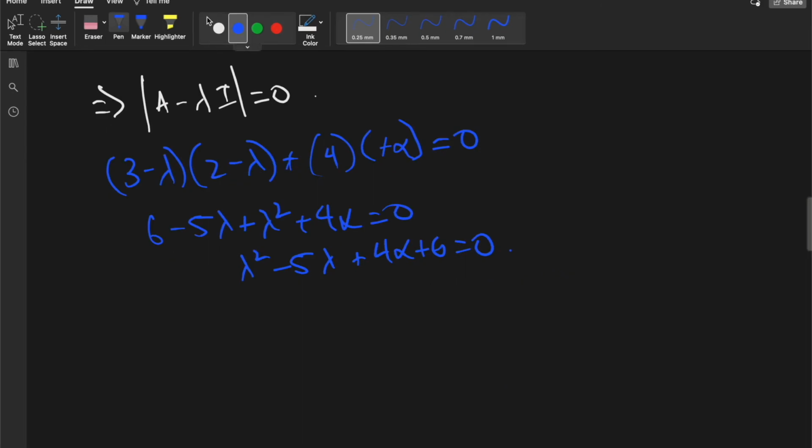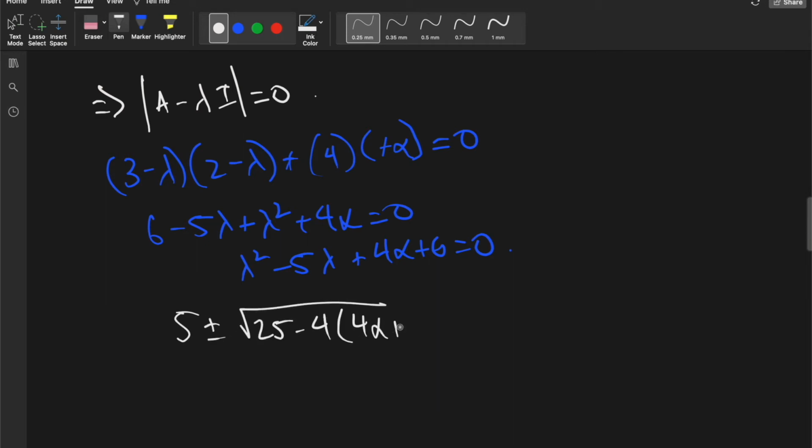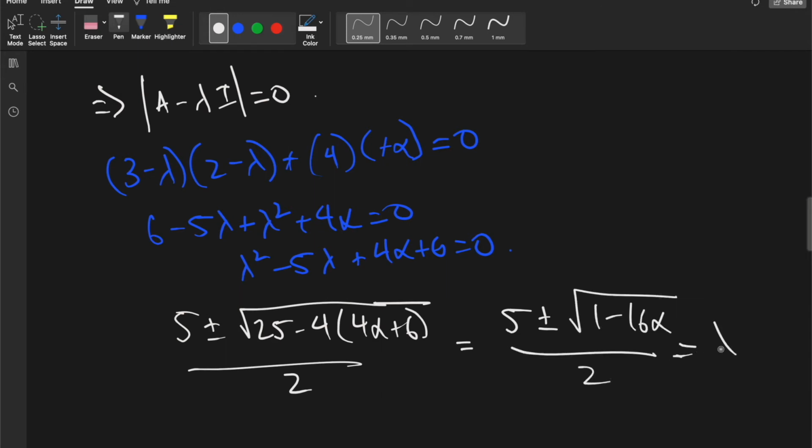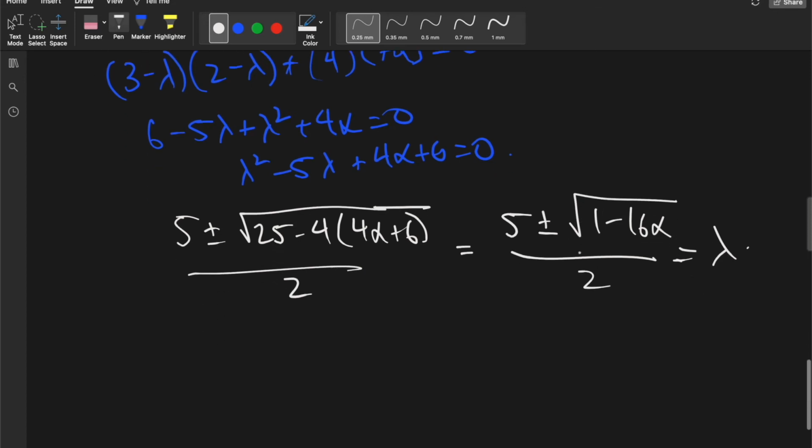Okay, so now we want to solve this for our values of our eigenvalue lambda based on our values of alpha. So if we use the quadratic formula here, these are our values for lambda. What that means is that based on our values of alpha, our values of lambda will be in different forms.